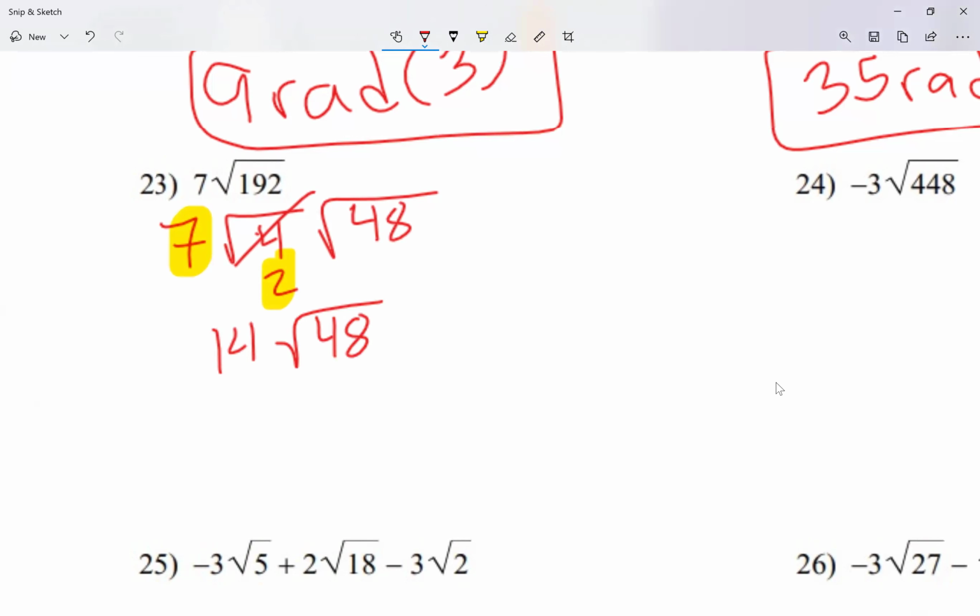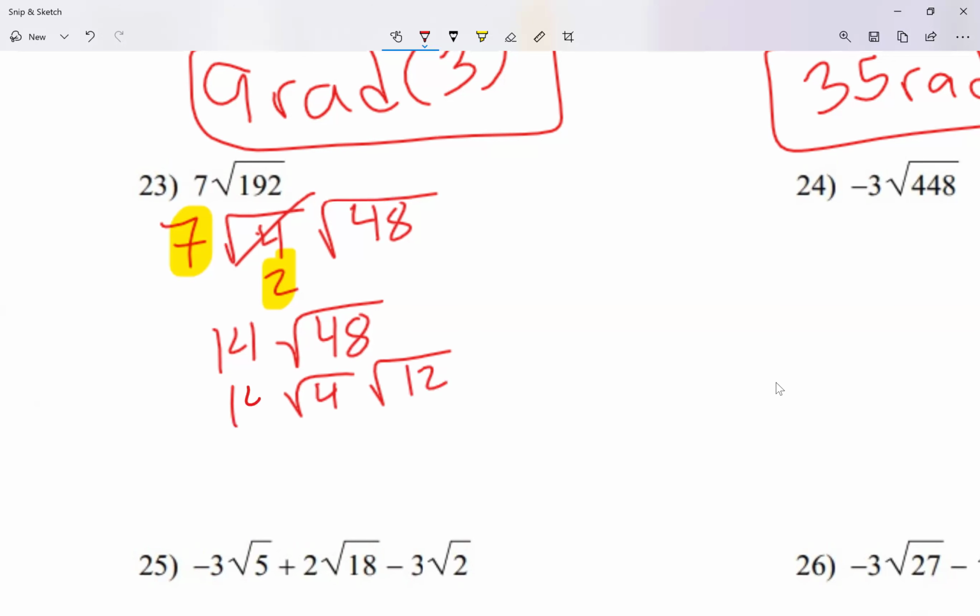But remember, I gotta ask myself, can I possibly simplify this radical even more? For even more, I'm thinking of two numbers that multiply to 48, but one of them is a perfect square. Yeah, I could think 4 times 12, right? So again, I have my 14 on the front. 4 times 12 is 48. The square root of 4 is 2. When I multiply my whole numbers, I get 28 radical 12.